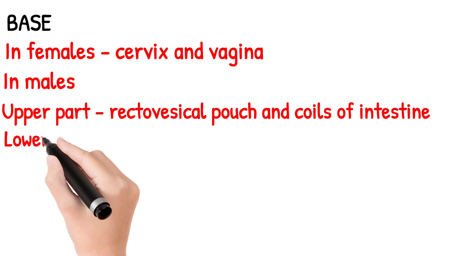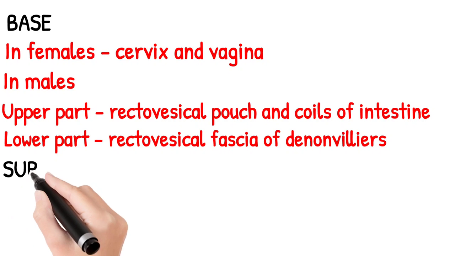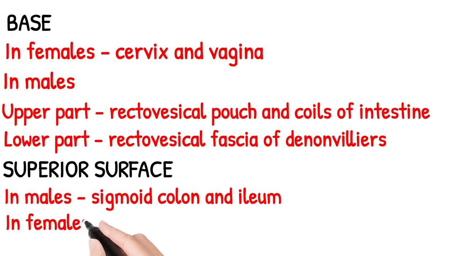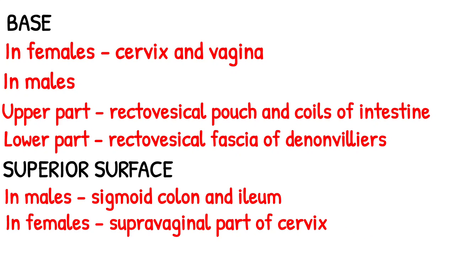This ligament is an obliterated embryonic urachus. So in our embryo we have a part called urachus which is obliterated in our adult life, and it forms the median umbilical ligament. This ligament connects the apex of the urinary bladder to the umbilicus of our body. Now coming to the relations of the base of the urinary bladder.